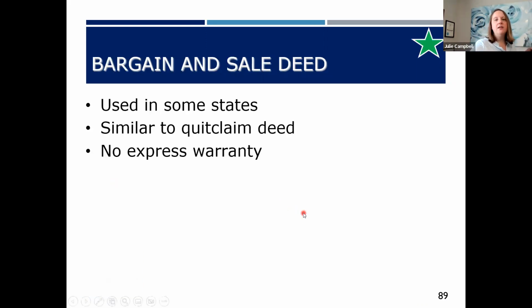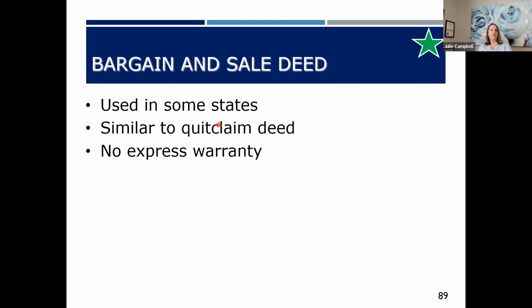Another type of deed is called the bargain and sale deed. We don't do this much in North Carolina. In North Carolina, we're apt to do something called a quitclaim deed that I'm talking about next. So just please bear with me. Similar, not exactly the same though. The big thing we need to understand about the bargain and sale deed is that there are no express warranties. All the warranties are implied.